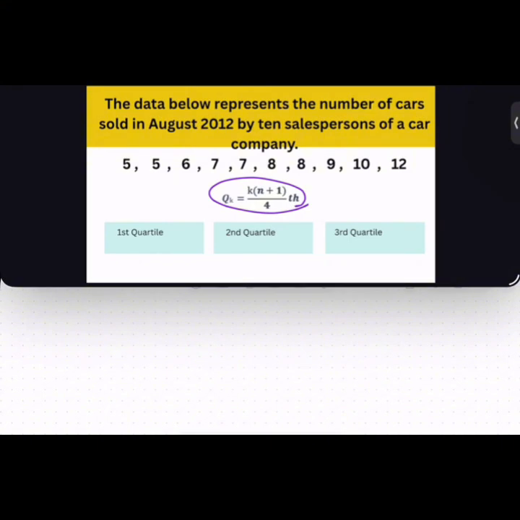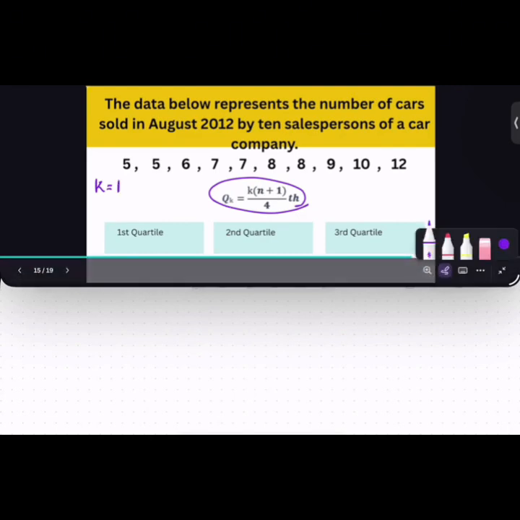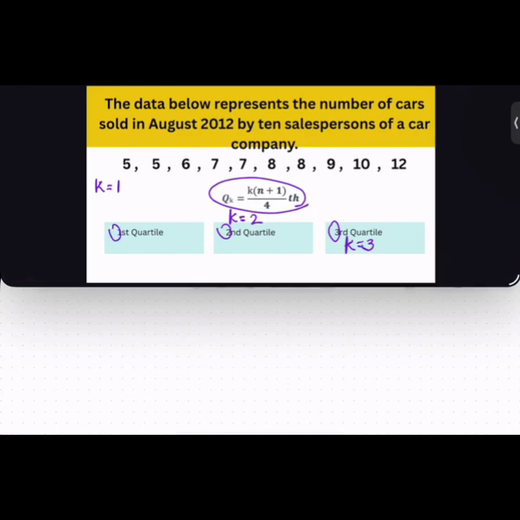So, meron po tayong K. Yung K po natin, yan po yung 1 for the first quartile. Kay second quartile, yung K po natin is equal kay 2. And kay third quartile naman po, ang K natin ay 3. Nanggagaling po siya kung pang ilang quartile po. Okay? Now, let's proceed in the value of n. The value of n is the number of our data in the set. Meron tayong 1, 2, 3, 4, 5, 6, 7, 8, 9, 10. Therefore, the number of observations is 10.